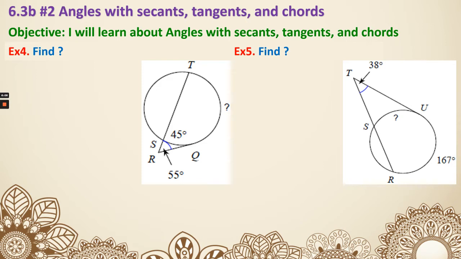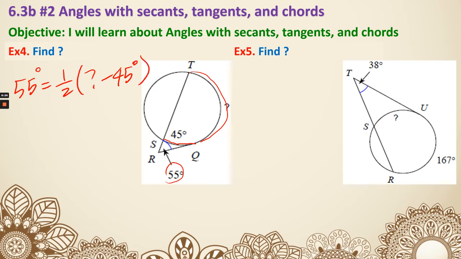The angle is outside the circle, 55. So I'm just going to be doing the same thing, setting them up with the theorem. So it's going to be half of the bigger arc, which is right here, TQ, which is the question mark, minus the smaller arc, which is right here, which is 45 degrees. Same thing, multiply both sides by 2. 110 equals question mark minus 45 degrees. So add 45 to both sides. That means my question mark is going to be 155 degrees.